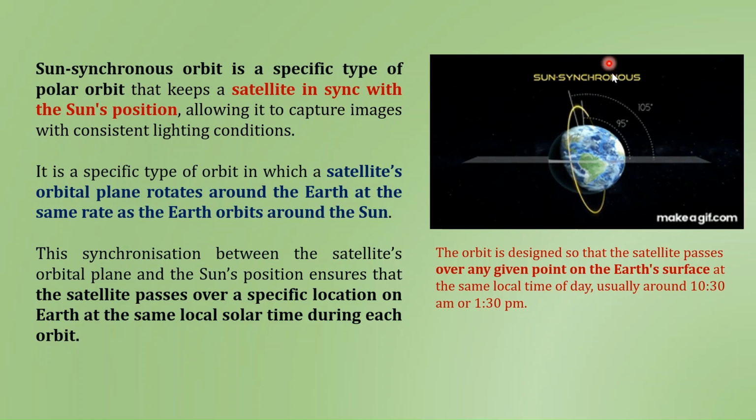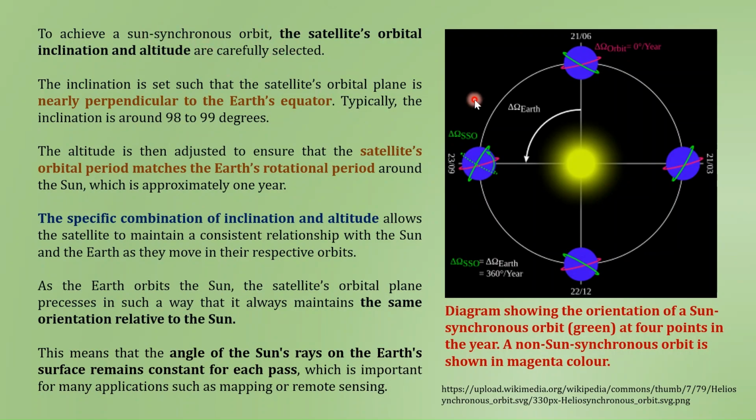And because of this synchronization between the satellite orbital plane and the sun position, the satellite passes over a specific location on the earth at the same local solar time during each orbit. So to achieve a sun-synchronous orbit, the satellite's orbital inclination and altitude are carefully selected. The inclination is nearly perpendicular to the earth's equator, around 98 to 99 degree, not exactly polar, but it is considered a polar orbit.